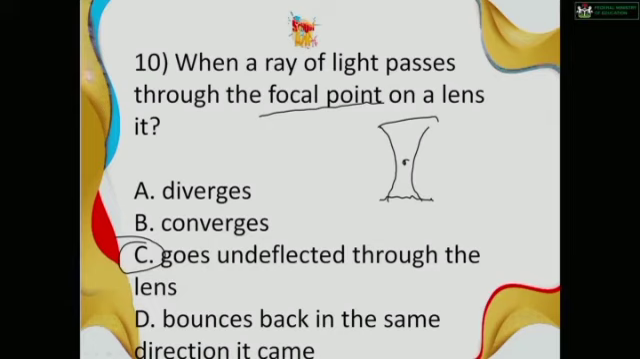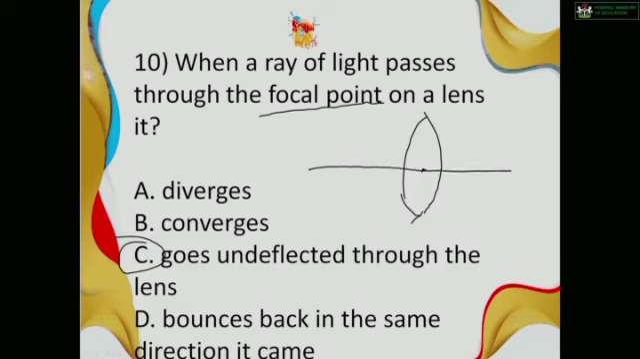The focal point, that dot, is the focal point. Now a ray of light passing through that point will go through undeflected. It is the same for a concave lens and a convex lens. This is a convex lens. This is the focal point, so a light ray passing through it will go in a straight line, undeflected.